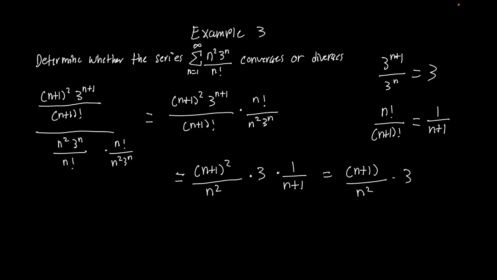So our final simplification should be, let's put the 3 in front, 3 times, we had 1 factor from n plus 1. We canceled out n plus 1 here, so it'll just be 3 times n plus 1 over n squared, I think.